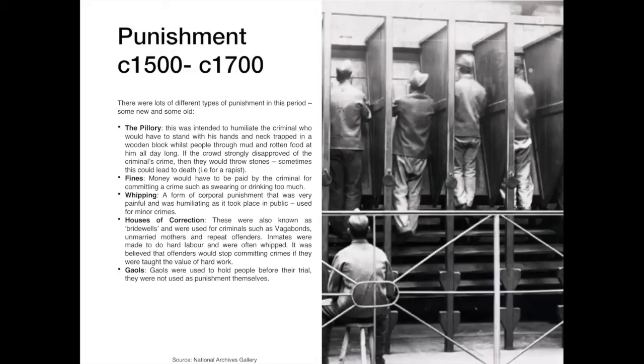Houses of correction. These were also known as bridewells and were used for criminals such as vagabonds, unmarried mothers, and repeat offenders. Inmates were made to do hard labor and were often whipped. It was believed that offenders would stop committing crimes if they were taught the value of hard work. Gaols were used to hold people before their trial. They were not used as punishment themselves.